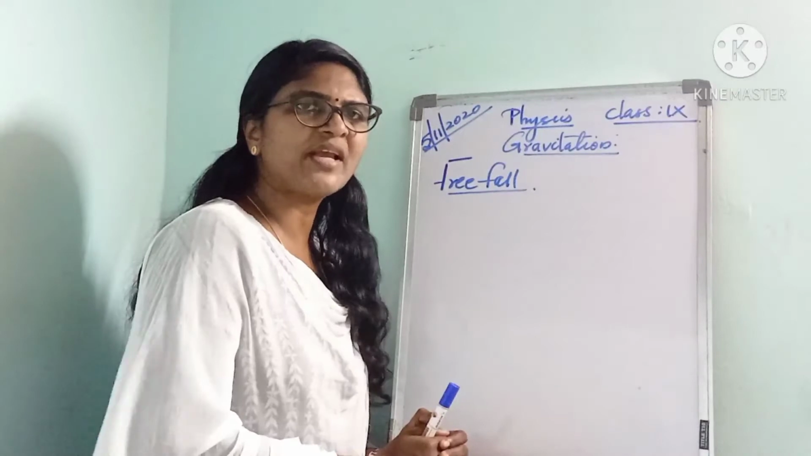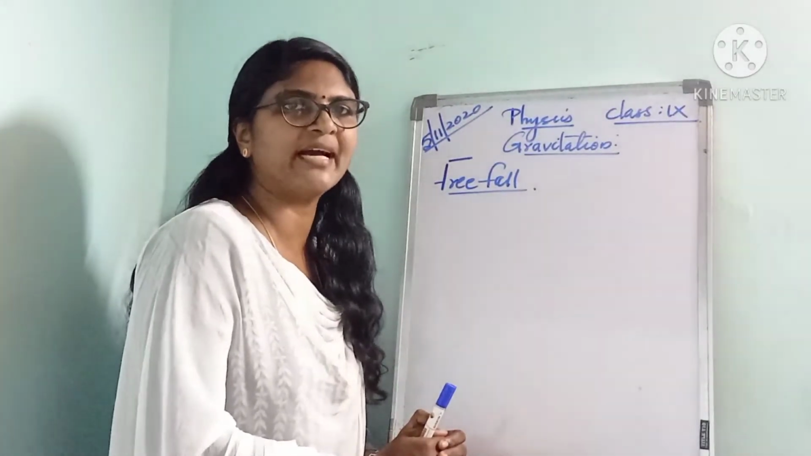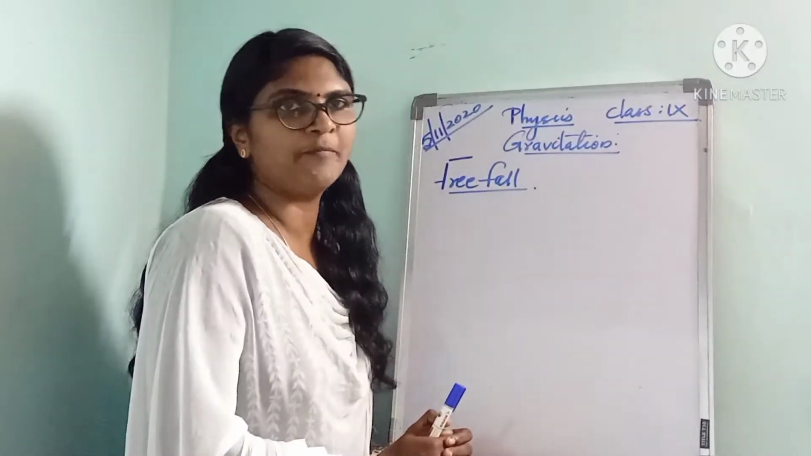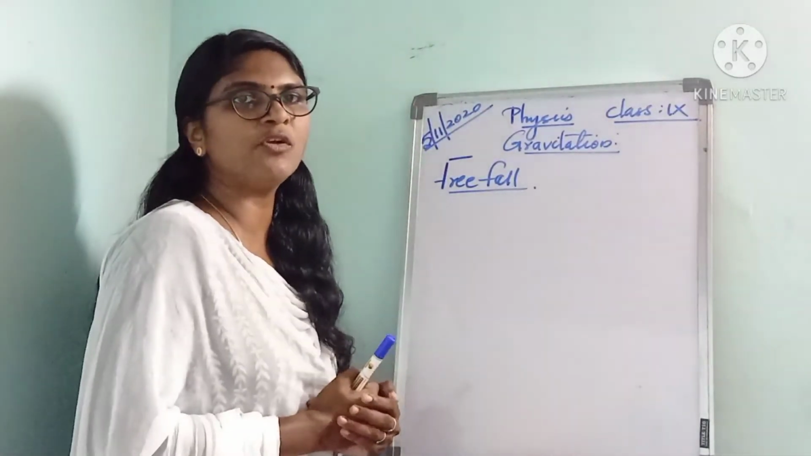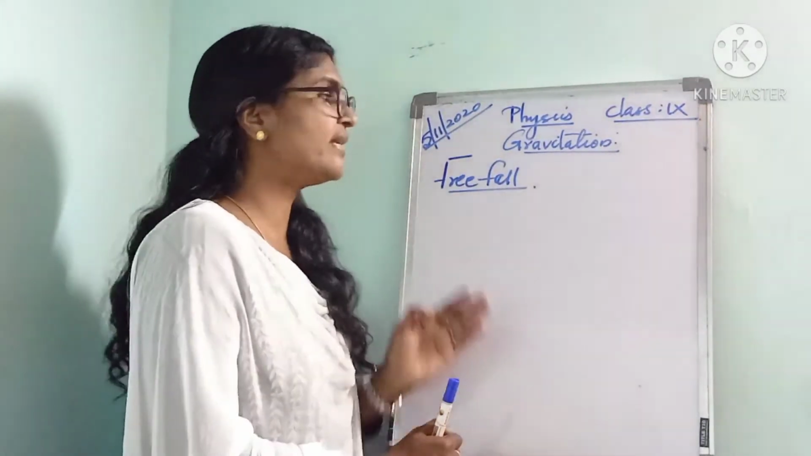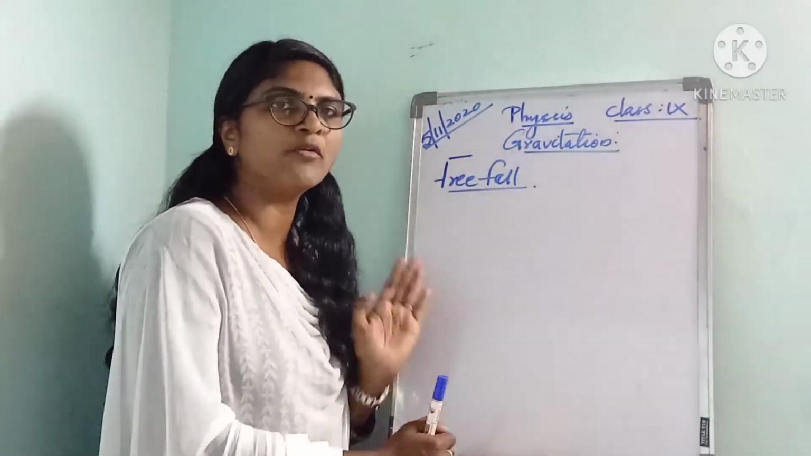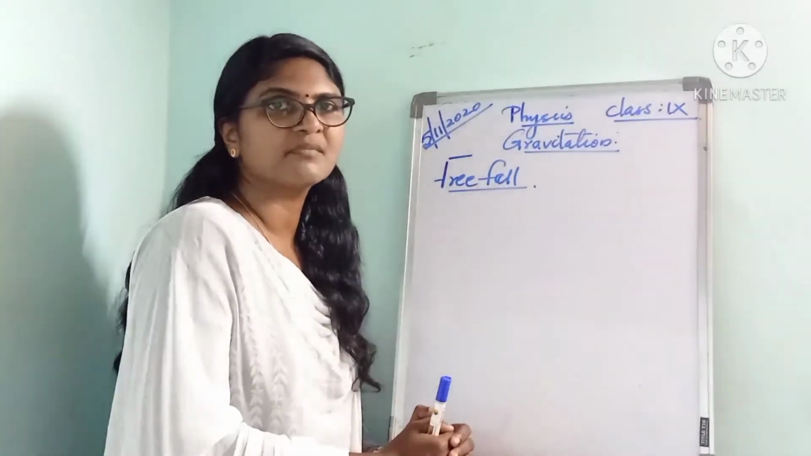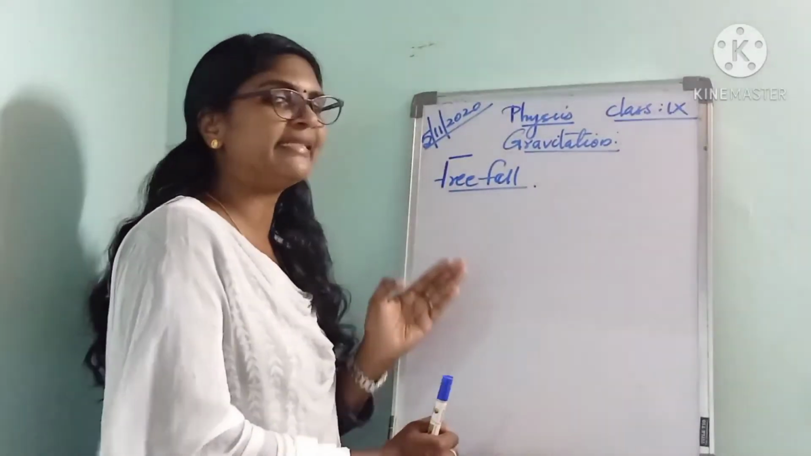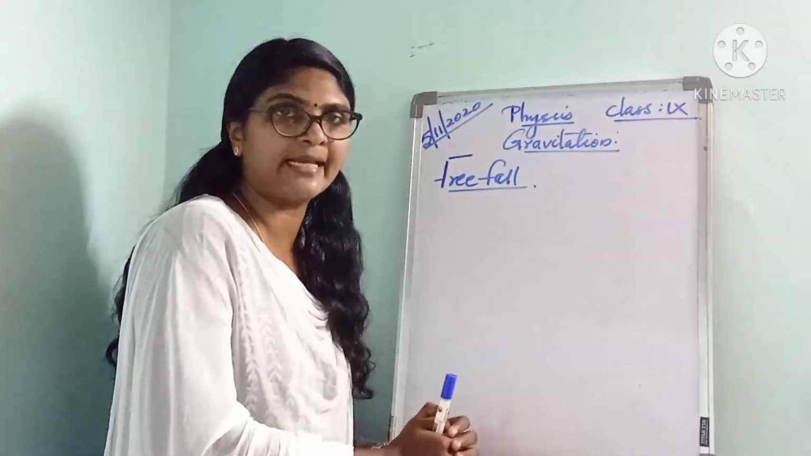Last class we discussed the universal law of gravitation, where we found the force between two objects, that is F equals G m1 m2 divided by d square. And in today's class we are going to discuss free fall. The meaning of free fall can be understood by considering an example.